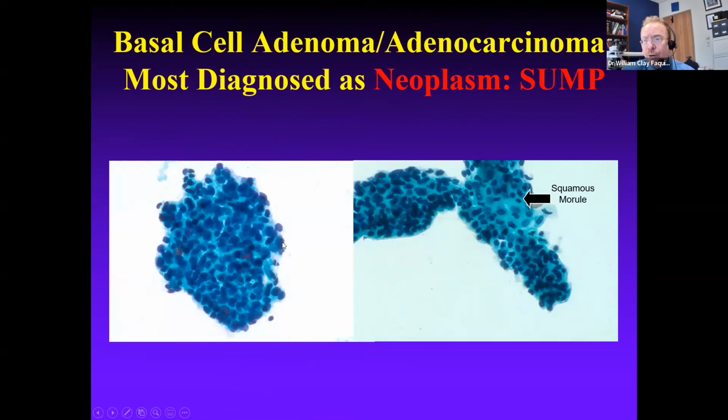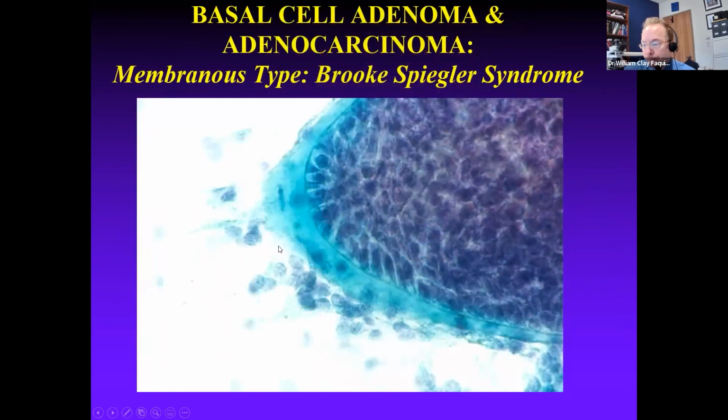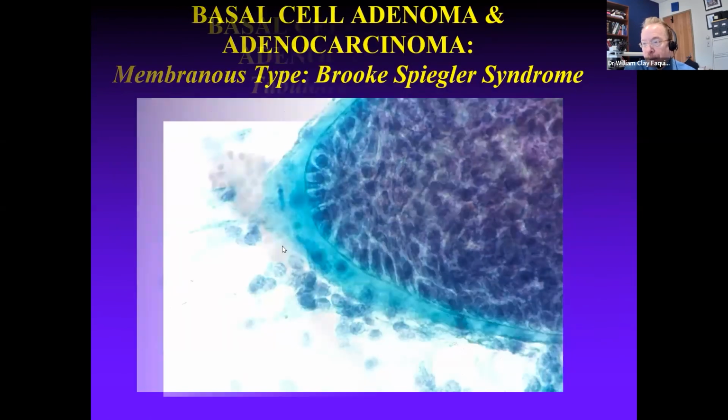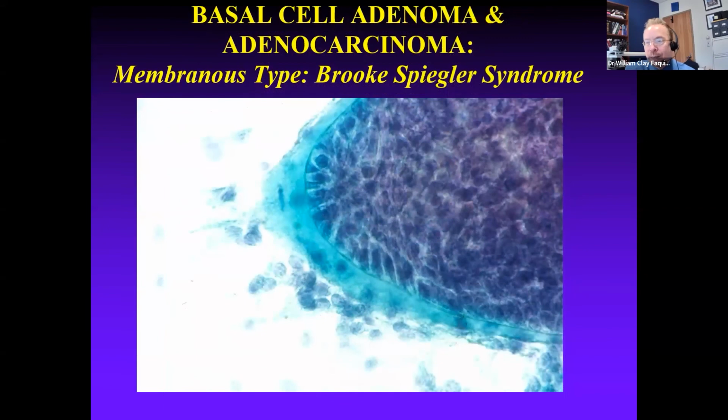The basaloid tumors, these are very difficult. They include basal cell adenoma and basal cell adenocarcinoma. Generally, they're going to be in the neoplasm category. This is the solid type of basal cell adenoma. If you do see a squamous morule, that can be a good clue on cytology that you're dealing with this entity. But you can have the tubulotrabecular variant like we have here with a little bit of membrane around the outside edge. That's a clue that you're dealing with that, but you can see how it can mimic adenoid cystic carcinoma.